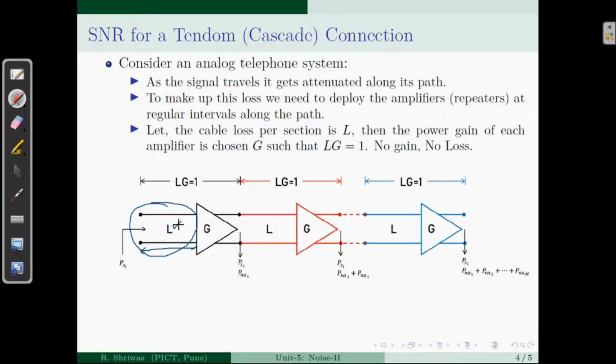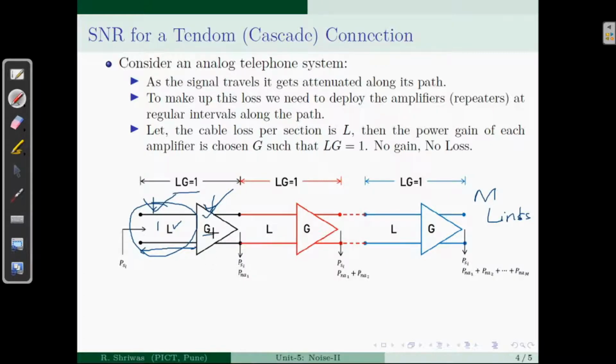So to make up this power loss, we have to use an amplifier after this cable section, whose gain G should be such that LG is equal to 1. So this is the cable section and this is the amplifier section, and this gets repeated. Let's suppose there are M such links. What is a link? A link is nothing but one cable section plus one amplifier. We call this one link. So one link consists of one cable section and one amplifier.